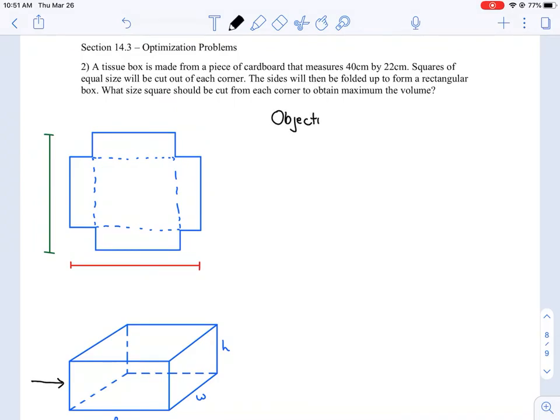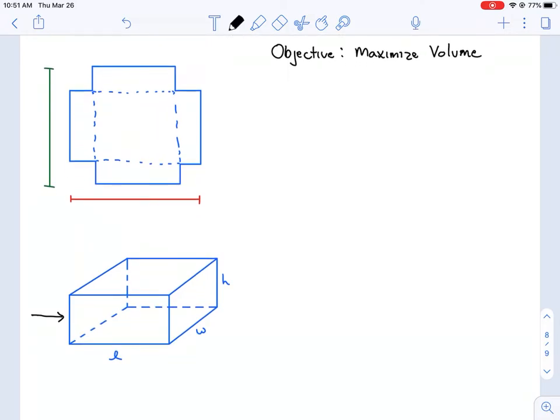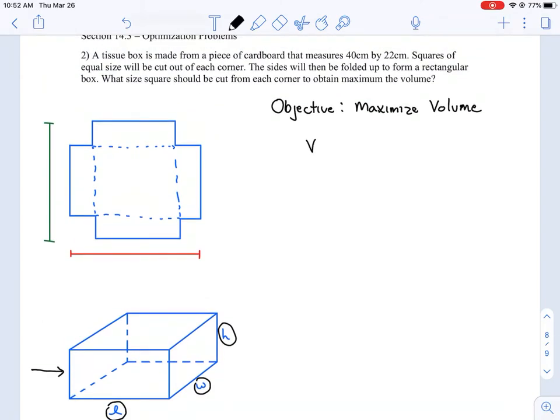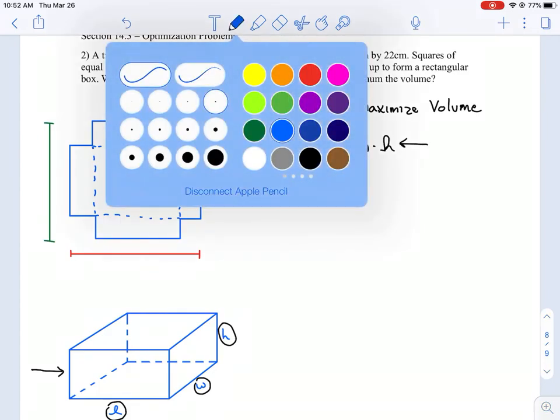So the objective, which I've just stated, is to maximize volume. And the volume of this box is length times width times height. So the volume is equal to length times width times height. And that is way too many variables. So what we're going to do is use all the constraints in this problem to make this volume function have one variable.